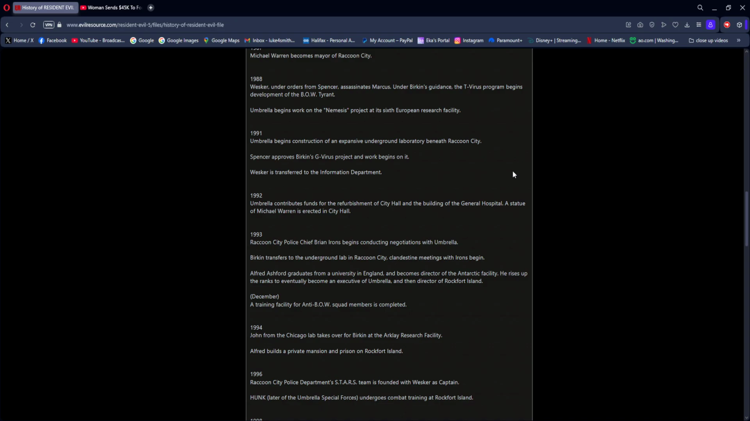Wesker is transferred to the information department. 1992. Umbrella contributes funds for the refurbishment of City Hall and the building of the General Hospital. A statue of Michael Warren is erected at City Hall.